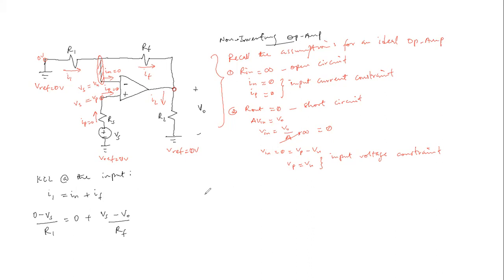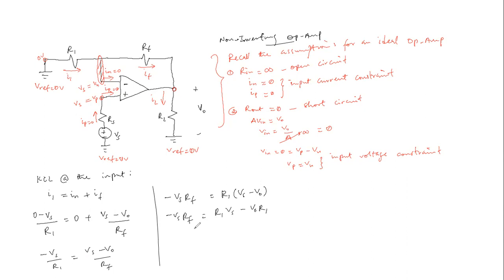So we now have that minus V sub S divided by R1 is the same as V sub S minus V naught divided by R sub F. So if we cross multiply here, that's minus V sub S, R sub F is R sub 1, V sub S minus V sub naught. So we have minus V sub S, R sub F, R sub 1, V sub S minus V naught, R1, right?